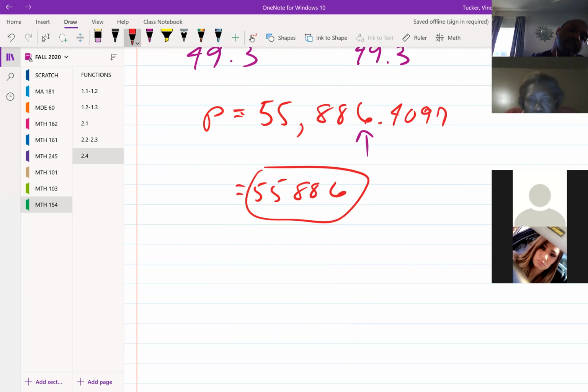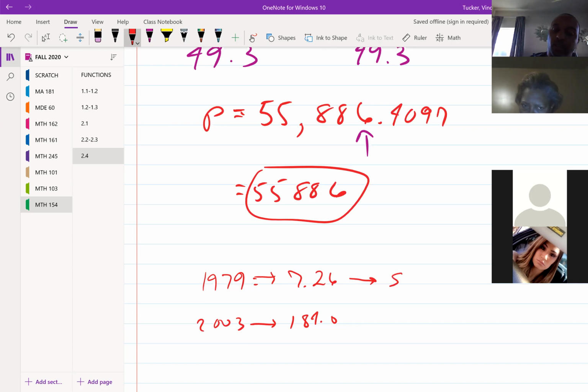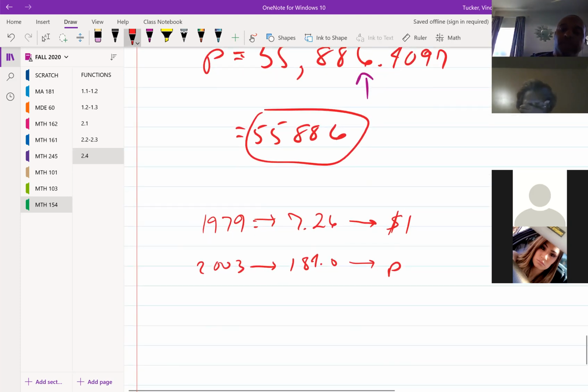I don't know if everybody else has this homework as well, but the year is 1979, and the CPI for that is 7.26, and then the CPI for the year 2003 is 184.0, and it starts off saying just $1. So I'm like, okay, 1 over P then. That dollar is for 1979. It says what is the purchasing power of $1 in 1979 in terms of 2003 dollars?